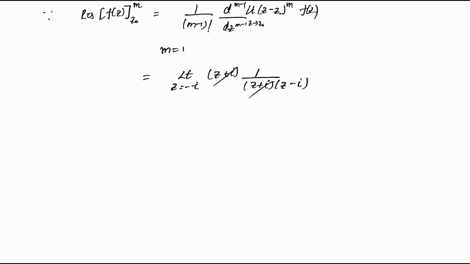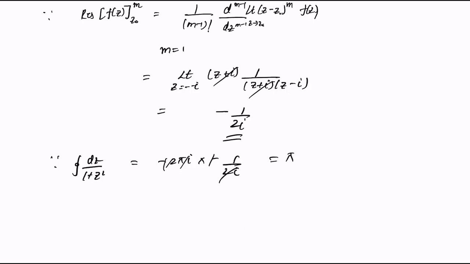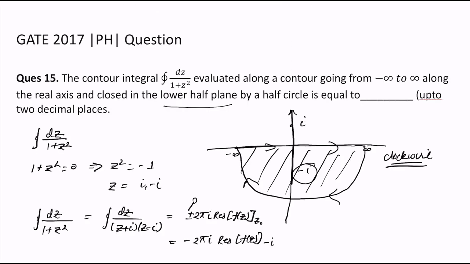So this will cancel out, so what is left is minus 1 upon 2i. This is the residue, therefore the integral is nothing but minus 2 pi i times minus 1 by 2i. So 2i and 2i cancel, and you are left with pi, which is 3.14, and we have to provide the answer to 2 decimal places, so the answer of this question is 3.14.